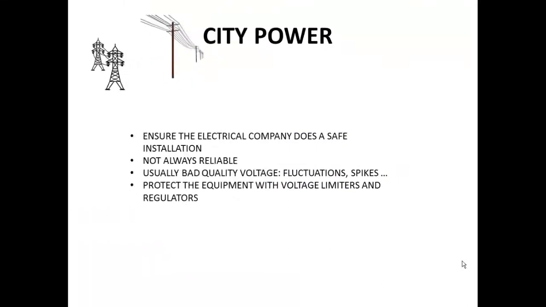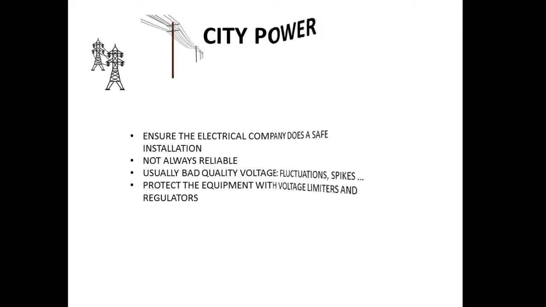The availability of city power is increasing. When installing city power in a structure, always check the electrical company uses the correct cables and does a safe installation, with no bare cables, for instance. City power usually comes with quality problems involving voltage fluctuations, blackouts, etc. This means that when having city power, it is always necessary to have a second energy source as backup. And if you're not completely sure about the voltage quality, use proper voltage regulation.